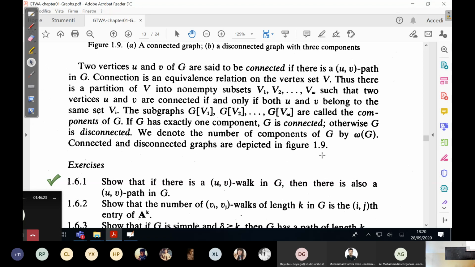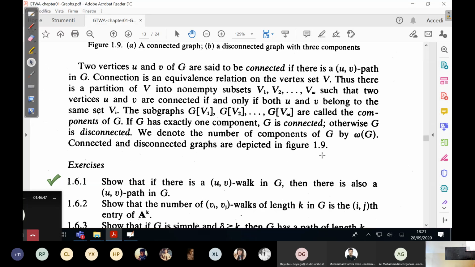Connection, so being connected, is an equivalence relation on the vertex set V. Why equivalence? Because you have a zero-length path from U to itself. If you have a path from U to V, you can reverse it, and you have a path from V to U.